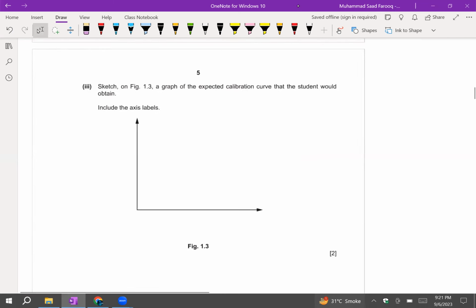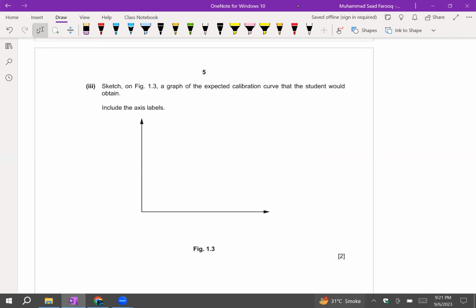Now it's asking you to sketch on a graph the expected calibration curve that the student would obtain and include the axis labels. So on the x-axis, we are going to label the percentage of glucose concentration.